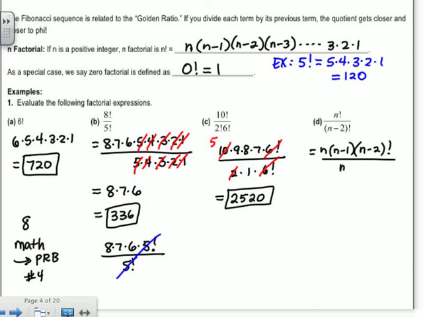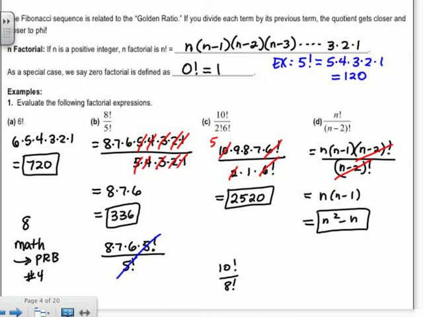On the bottom, I have n minus 2 all the way down to 1. So do you see what happens? The n minus 2 factorials, those are gone. So it's always going to be equal to n times n minus 1, or n squared minus n. And you can check with numbers. Like you could find 10 factorial over 8 factorial. It would equal 10 squared minus 10. It would equal 90. So you can check.